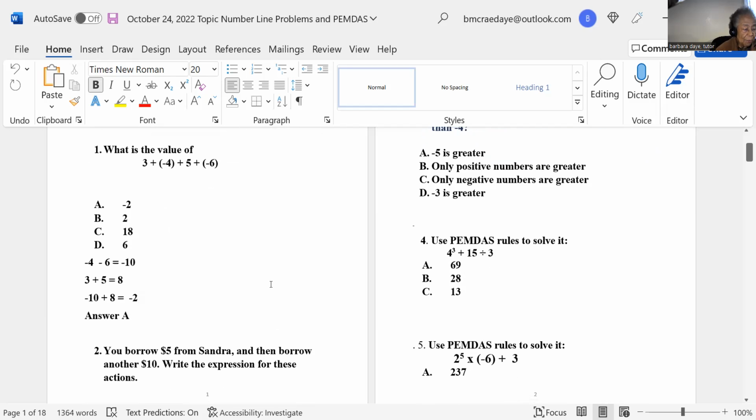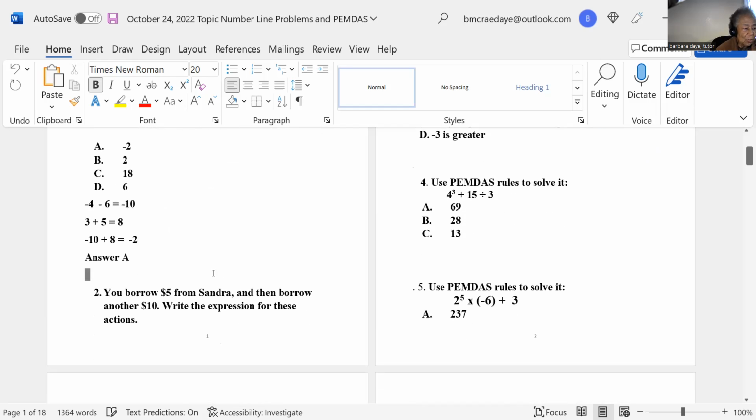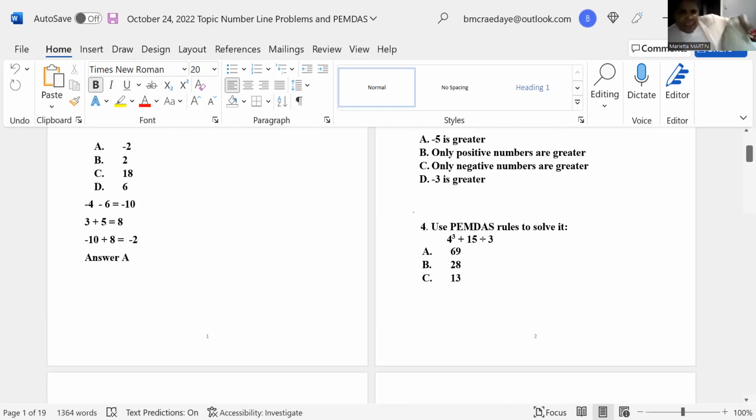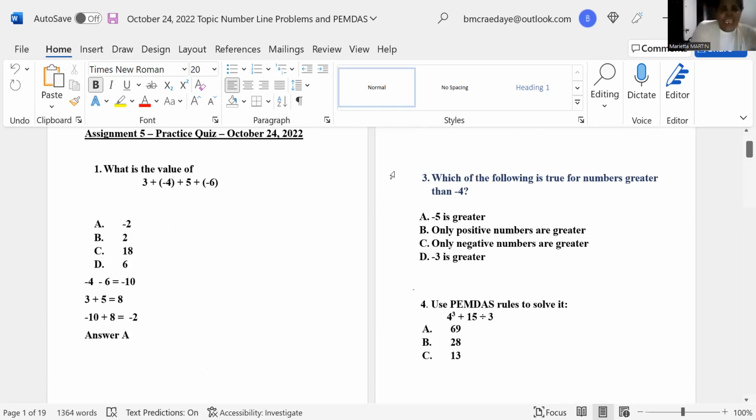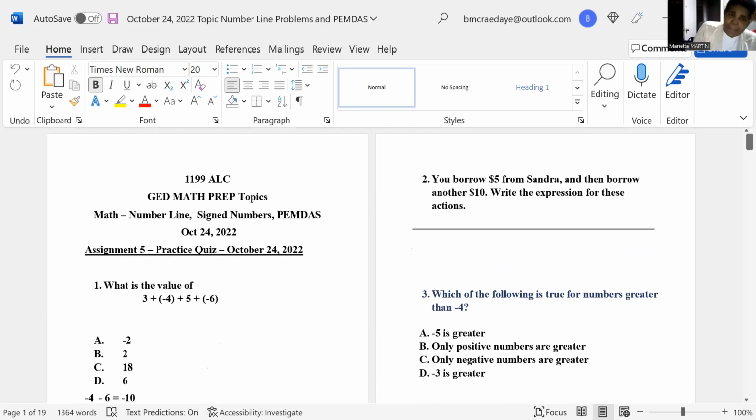Now, let's do number 2. Did you try number 2? Yeah, I tried number 2, but I'm having a little difficulty. Let me see what I did. Read number 2. You borrow $5 from Sandra, and then borrow another $10. Write the expression for these actions.